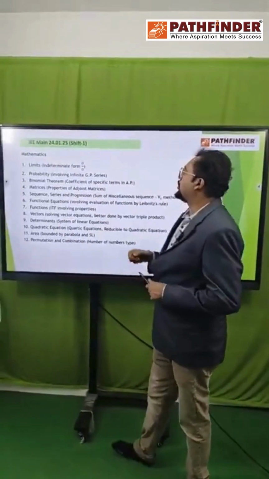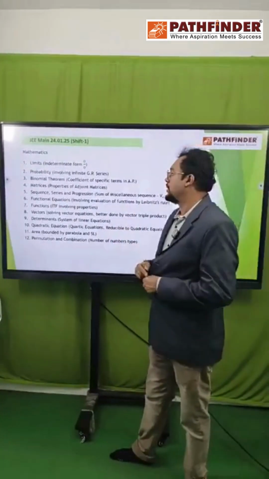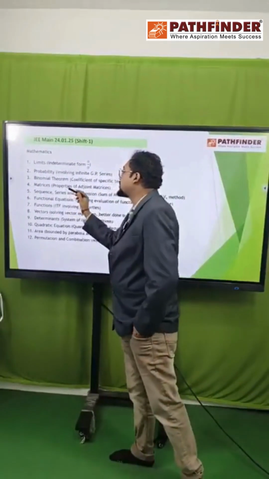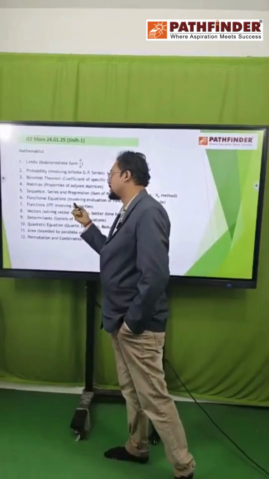Coming on to binomial theorem, coefficient of specific terms of an AP, they were asking. Okay. Next, from matrix, again from matrix, questions came on properties of adjoint matrix.